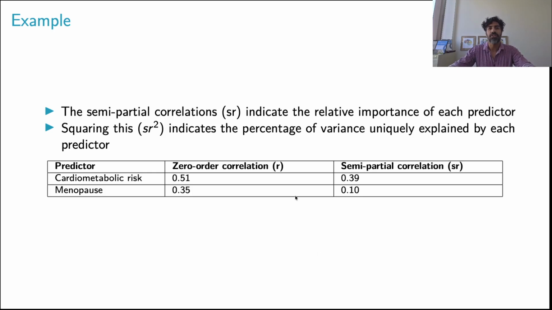So the semi-partial correlation here indicates the relative importance of each predictor, right? Here we see it's 0.39, and for menopause it's 0.1, and for cardiometabolic risk it's 0.51 for Pearson's correlation, and menopause is 0.35. Already, what should be pointing out to you is the drop between the zero-order correlation and the semi-partial correlation. That should say to you that there's some degree of shared variance between these variables, right? Because we can square the semi-partial correlation and get the percentage of variance uniquely explained by each predictor.